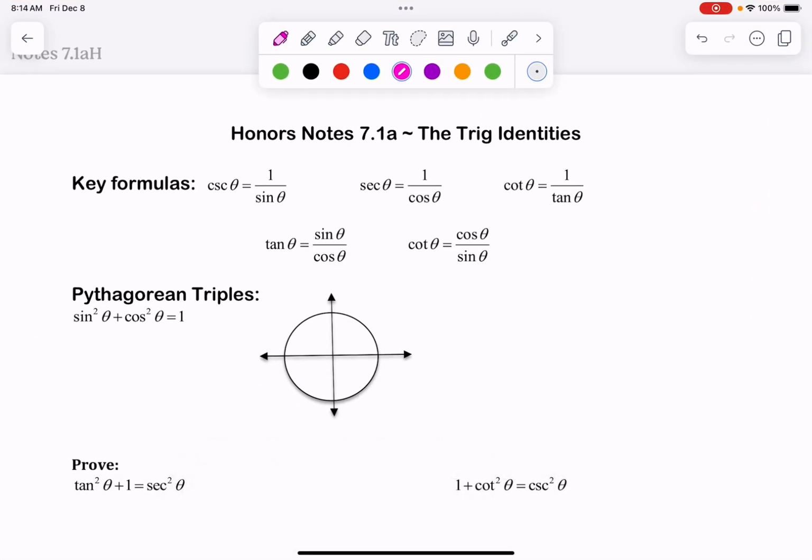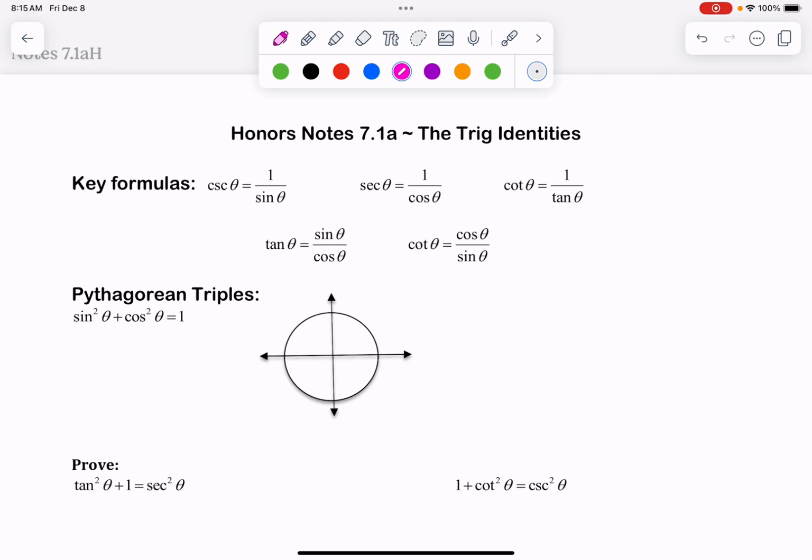Today we want to take a look at how to simplify our trig functions. We're going to be given an expression and we want to try to simplify it down to usually either one number or one trig identity. So let's take a look at our key formulas that we already know.